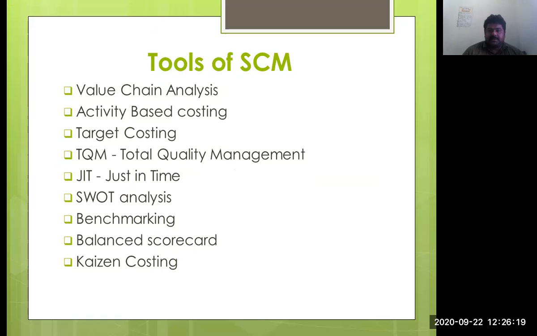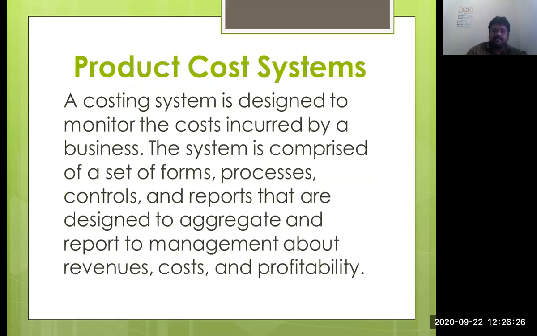Welcome back, students. Now we are going to conclude the Unit 1 syllabus. Let us quickly move to the slides. This is our last concept, product cost systems.